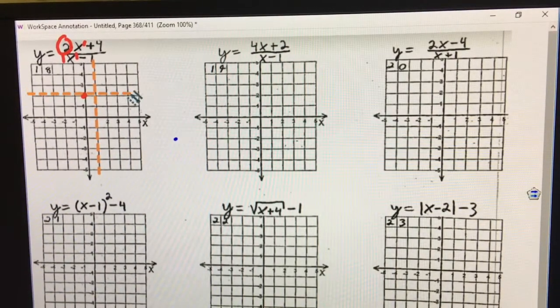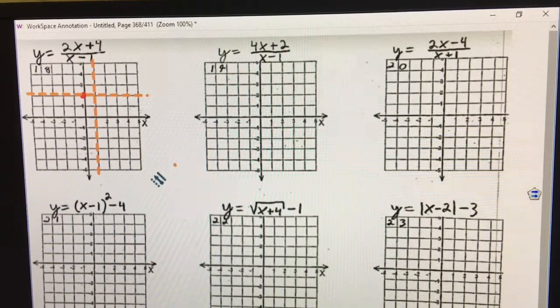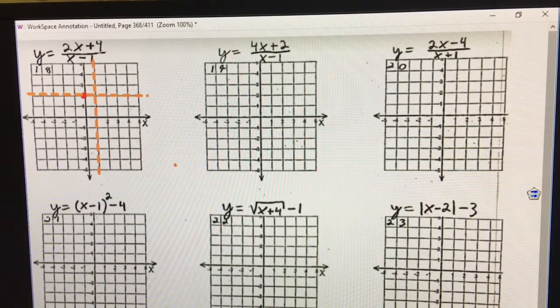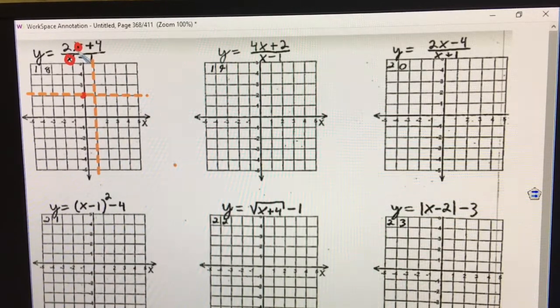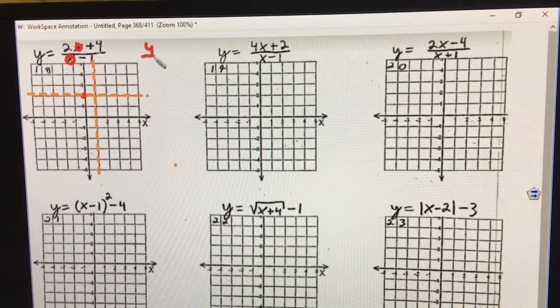Now if you want to be really studious, you can go ahead and mode 7 the whole thing. But all we really need is 1 point. And I like to throw 0 at it. So I'm going to put a 0 here and a 0 here. 2 times 0 plus 4 is going to give me 4, over 0 minus 1. So I'm going to have a coordinate at 0, comma, negative 4.